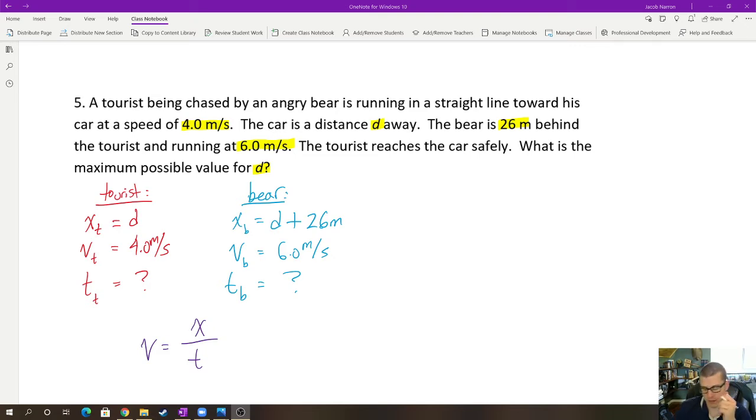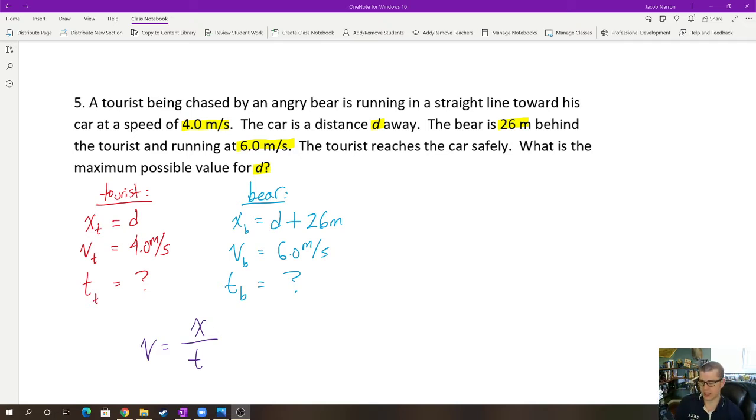Now, here's something that maybe you notice. We don't know time for either of these things. We don't know time of the tourist, we don't know time of the bear. But what we do know is, you've got to think, tourist is running, running, running, bear's running, running, running. We know that eventually the bear's going to close the gap. Okay, you can look at my little camera down there. Eventually the bear's going to close the gap.